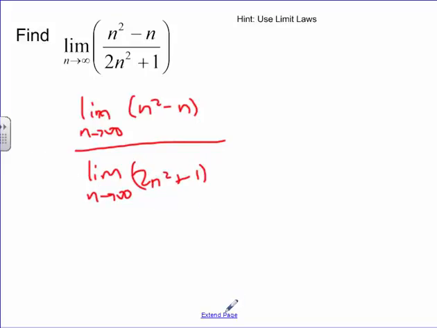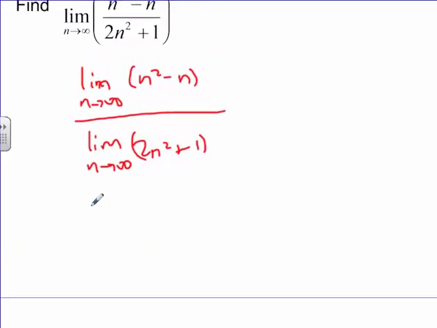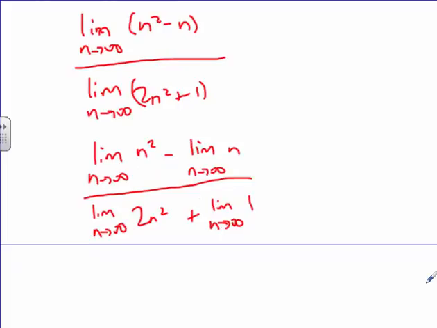All right. Another one of our limit rules says that if you have things that are added, you can apply the limits individually. So you could say the limit as n approaches infinity for n squared, minus the limit as n approaches infinity for n, and then divide that by the limit as n approaches infinity for 2n squared. And you could add the limit as n approaches infinity for 1. So I haven't actually done anything too crazy yet. I'm just applying limit rules to things. Essentially, I'm just saying that every single thing gets its own limit.